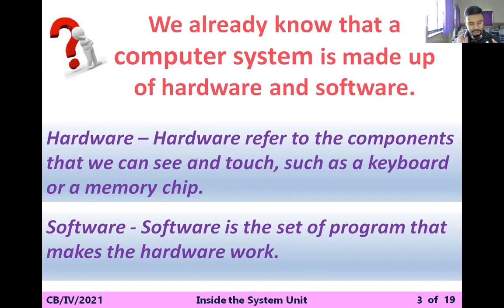Which are input devices? Keyboard is there, mouse is there, scanner is there, web camera. Right now you are looking at me. That is also an input device. Process on it using system device. That is processor and gives you output using output devices like your monitor, your projector, your screen, printer. These are output devices.